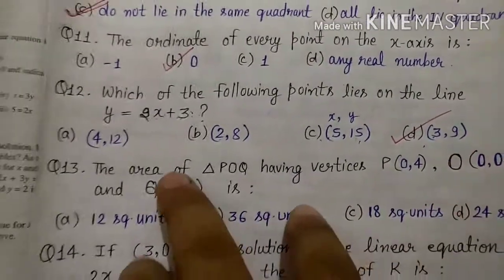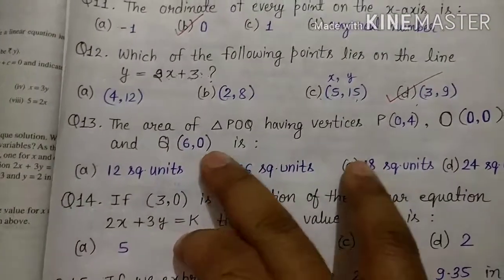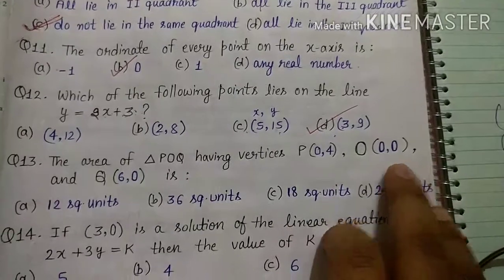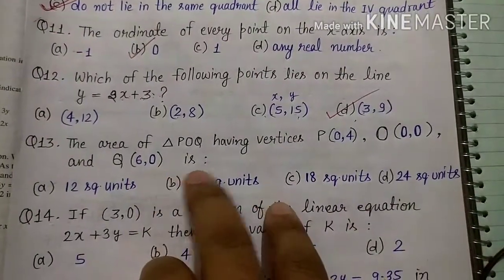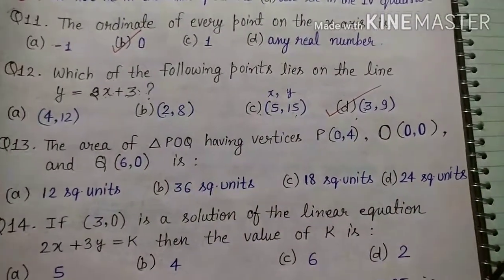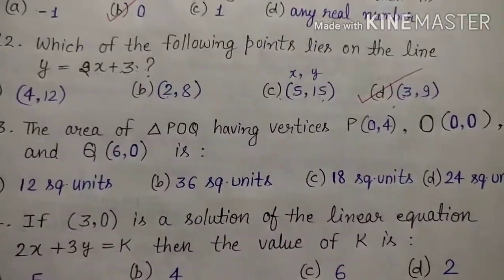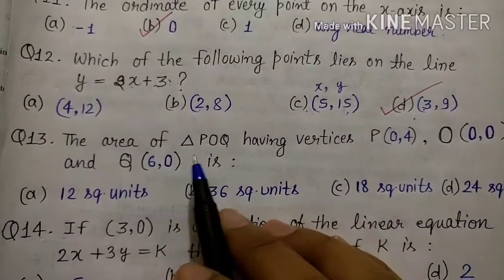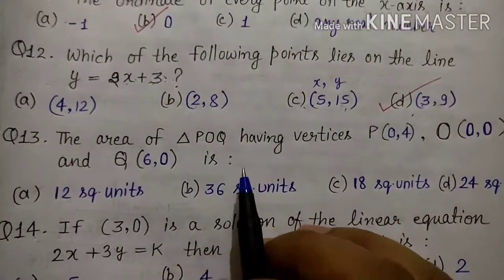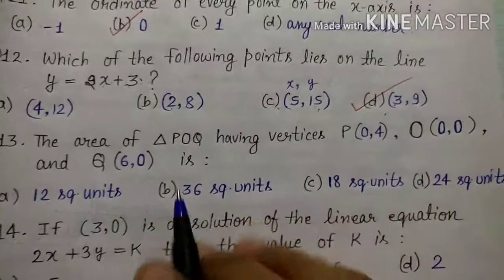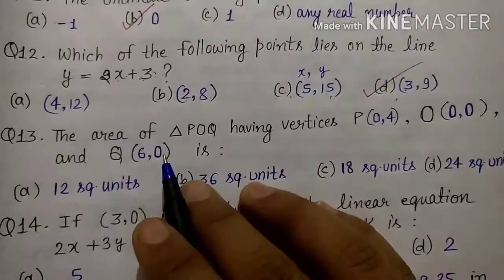Now question number 13. The area of triangle POQ having vertices 0 comma 4, 0 comma 0 and 6 comma 0 is. Now we have to find the area of the triangle. What is the formula for the area of a triangle? Half into base into height. Now the question arises in the minds of students: sir, if the graph is not given, how can we solve this question? No, without a graph also you can solve this question, because they have given the area of triangle POQ.